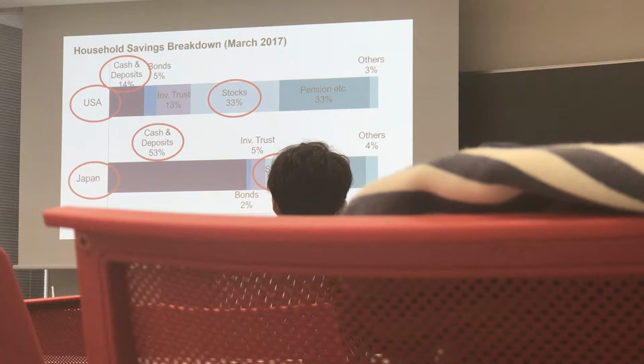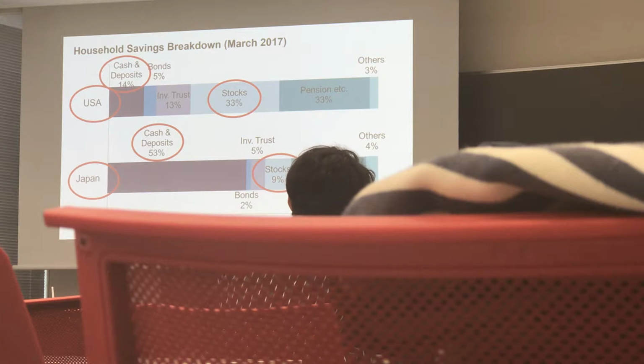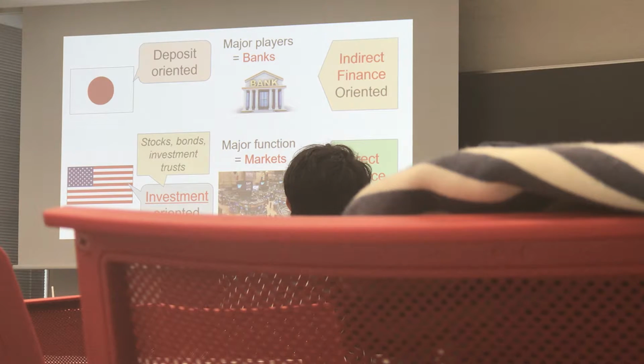And this is a big picture that represents the characteristic of each country, USA and Japan. Japan tends to have a much higher proportion of cash and deposits, especially bank deposits, over 50%. And for the US, stocks and investment trusts, toshi shintaku in Japanese. So these are their risk assets and safe assets for Japan.